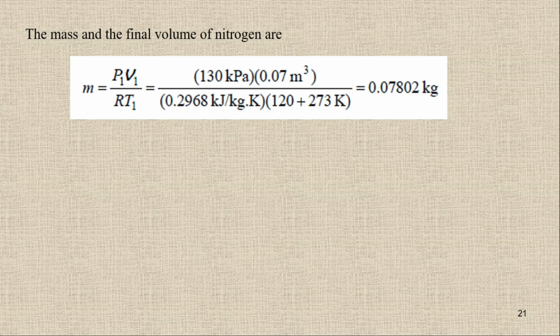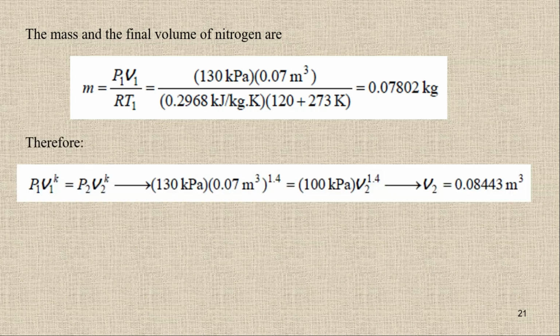Again, because it is a closed system, the mass will be the same. m1 and m2 are the same. Again, using the same formula, I'm going to find V2. I can use m = P2V2/RT2, but the problem is I don't know T2, so I cannot find V2. Rather, I'm going to use the formula for the polytropic process, which is P1V1^n = P2V2^n. Because the value of n is equal to k, I'm just replacing it: P1V1^k = P2V2^k.